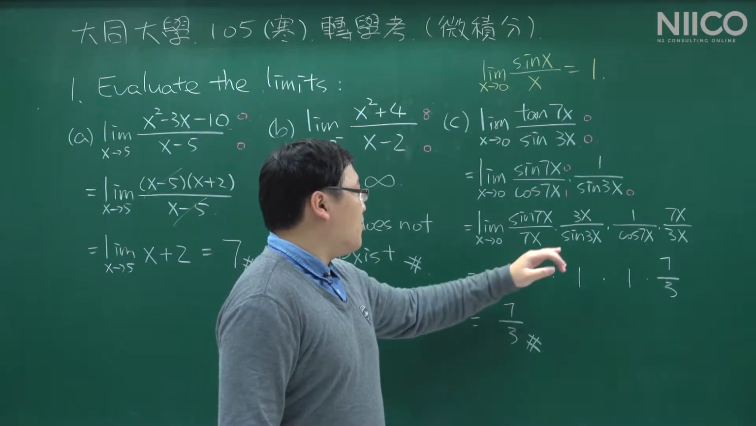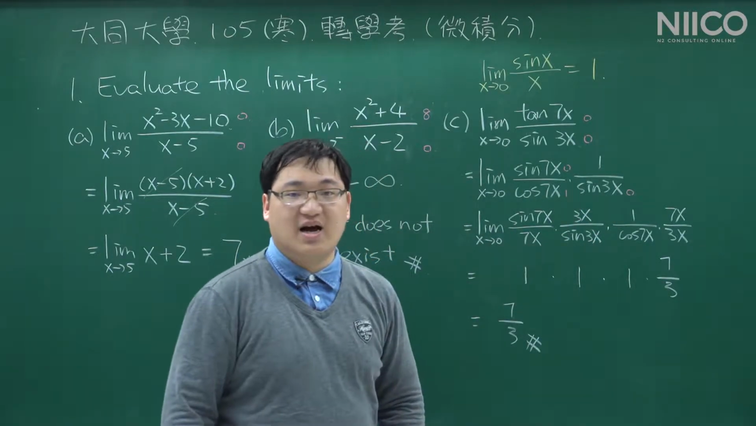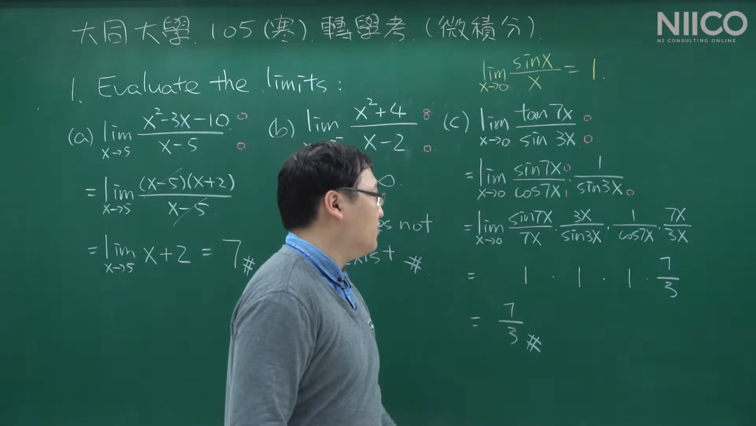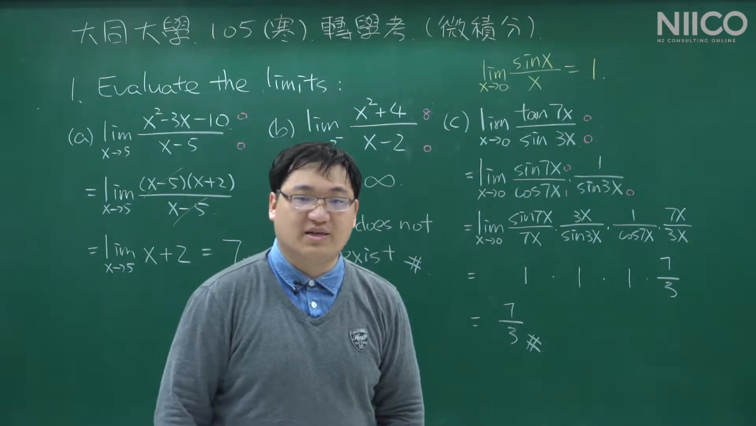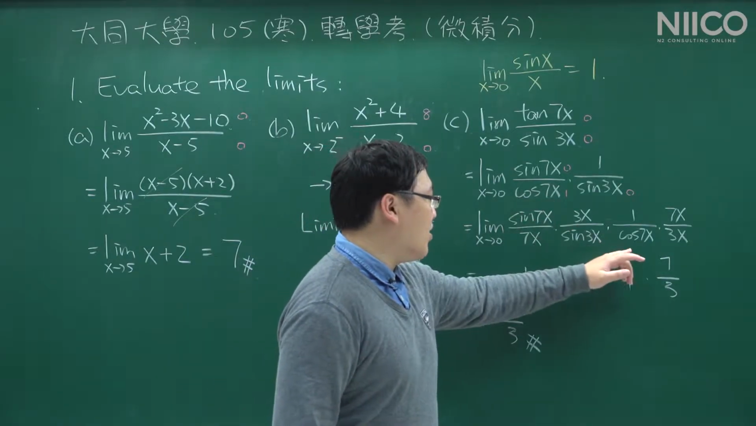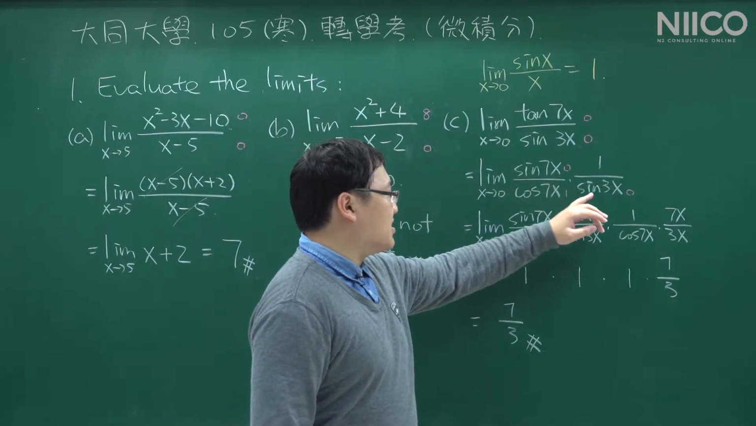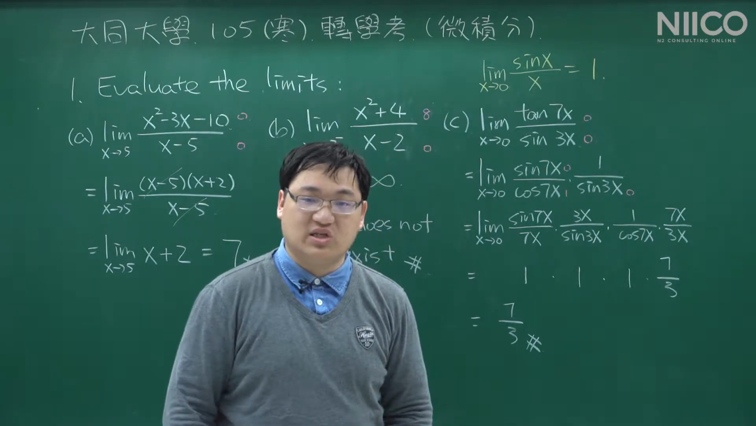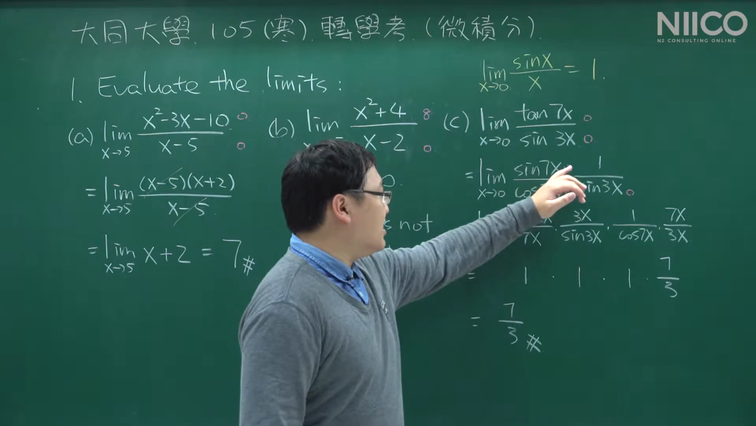So we can separate our original problem, which is the limit of tangent of 7x divided by sine of 3x, into the limit of, well, tangent of x would be just sine of x divided by cosine x. So this is just sine of 7x divided by cosine of 7x times 1 over sine of 3x. So we want to make use of the limit, which is the limit of sine x divided by x.